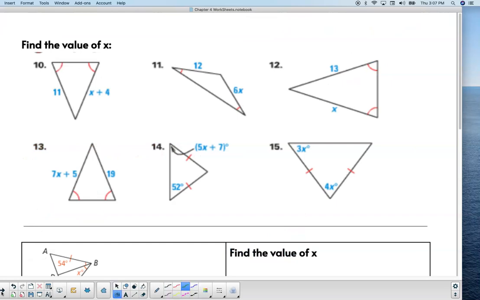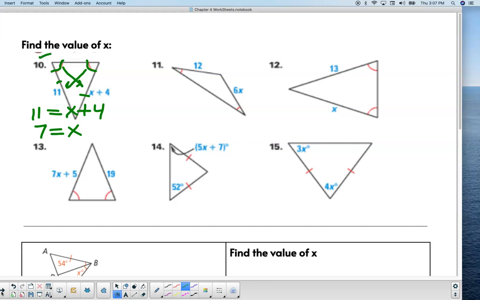So I know if this here is congruent, then the sides opposite are congruent. So consequently, I can set up a relationship that 11 is equal to x plus 4. Subtracting 4, 7 is equal to x. Okay, so that's number 10 done.